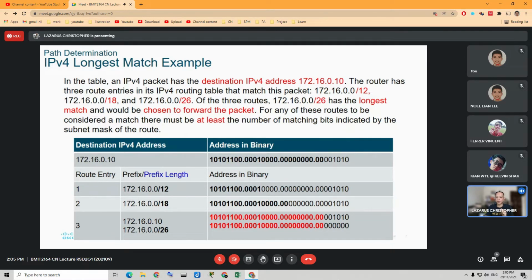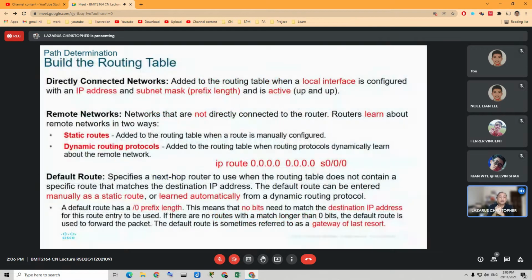Let's move on to the next one, path determination: building the routing table. Here is where we've been discussing earlier: directly connected networks, remote networks, and default route. We already discussed what they are. Directly connected networks are directly connected to the router under consideration. Remote networks are unknown networks to the router, but it is informed, either by other neighboring routers, or specified by the administrator.